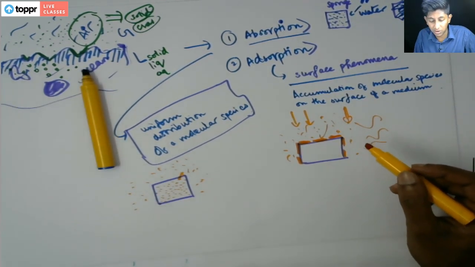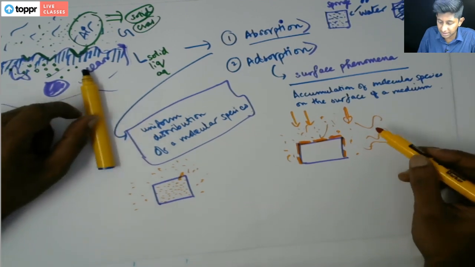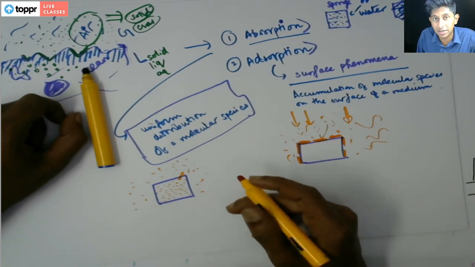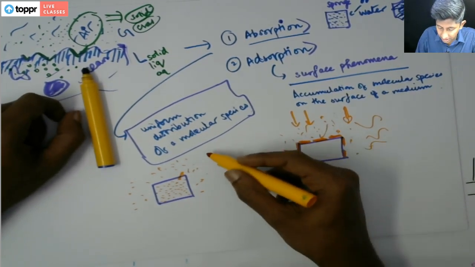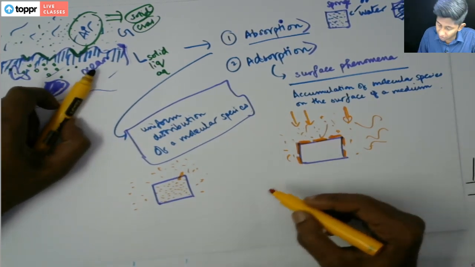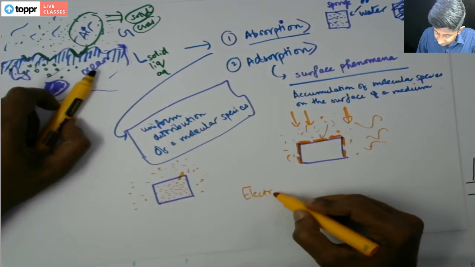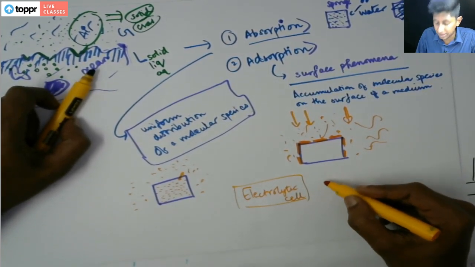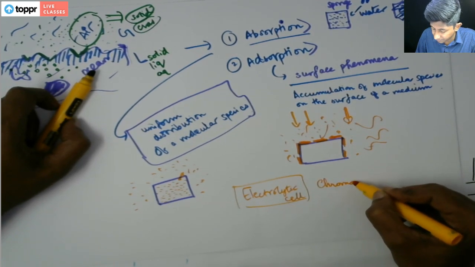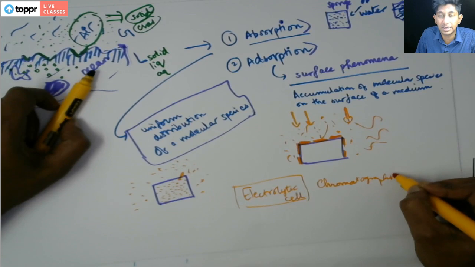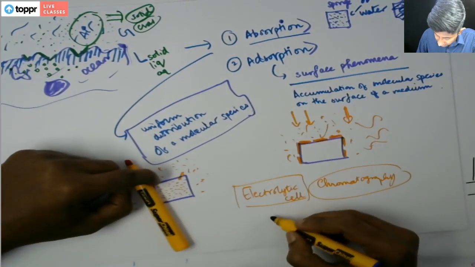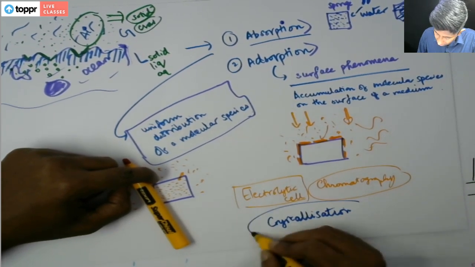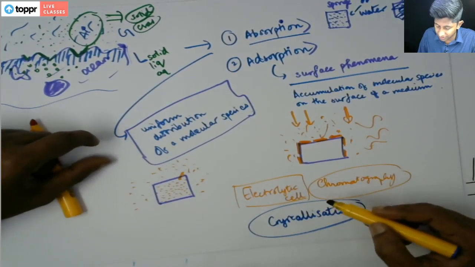So why are we studying all this is also another question. But this difference between these two things plays a major role in a lot of different processes. For example, absorption and adsorption form the basis of a lot of different processes like electrodes, electrolytic cells, chromatography, and crystallization. A lot of different processes. All of them are very important industrial processes.